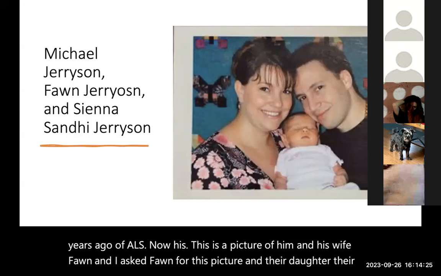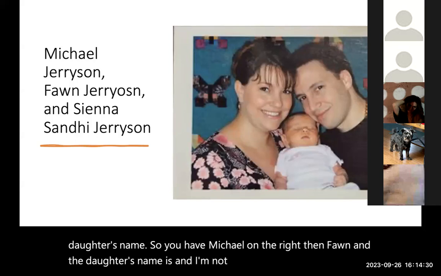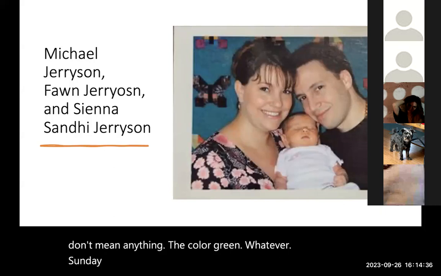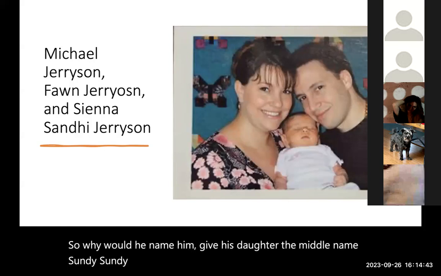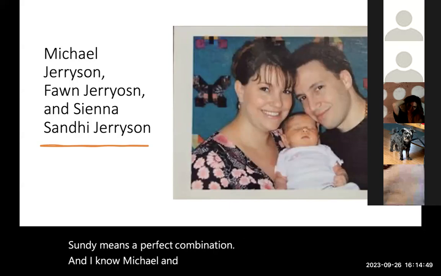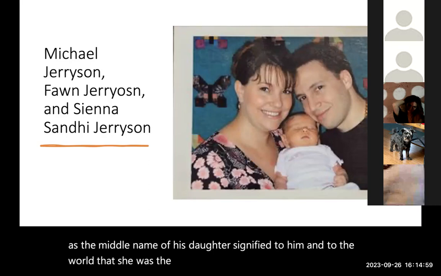Their daughter's name, so you have Michael on the right, then Fawn, and the daughter's name is, and I'm not kidding you, Sienna, first name, doesn't mean anything, the color green, whatever, Sandhi Jerrison. So why would he give his daughter the middle name Sandhi? Sandhi means a perfect combination. And I know Michael, and I know that he realized that putting that as the middle name of his daughter signified to him and to the world that she was the perfect combination of him and his wife.